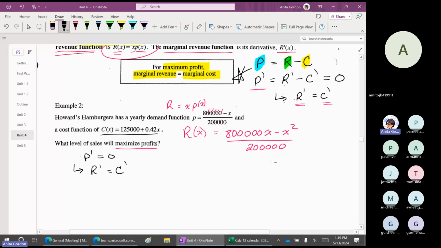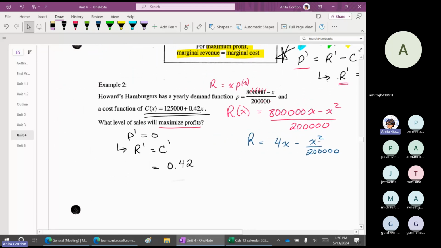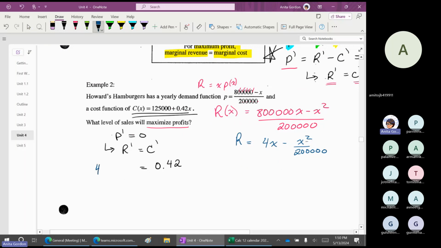Looking at C prime will probably be the easiest one to do. C prime is just 0.42. The derivative of the revenue function, split this into 2. This is going to be 4x minus x squared over 3, 4, 5 zeros. So R prime will be 4 minus x over 1, 2, 3, 4, 5 zeros.